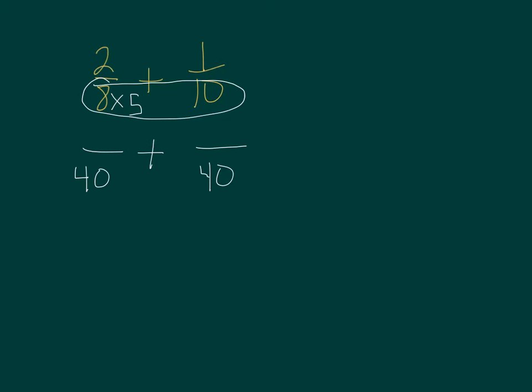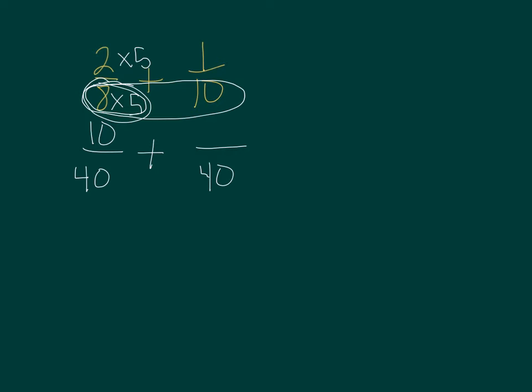Now, since I changed the bottom number, I also need to change the top number. So I would multiply that 2 times 5, the same number I multiplied with on the bottom. A lot of kids will do this step here. They will multiply the bottom number, but then they won't change that top number. So again, that's an issue with the rules. That's an issue where things will go wrong.